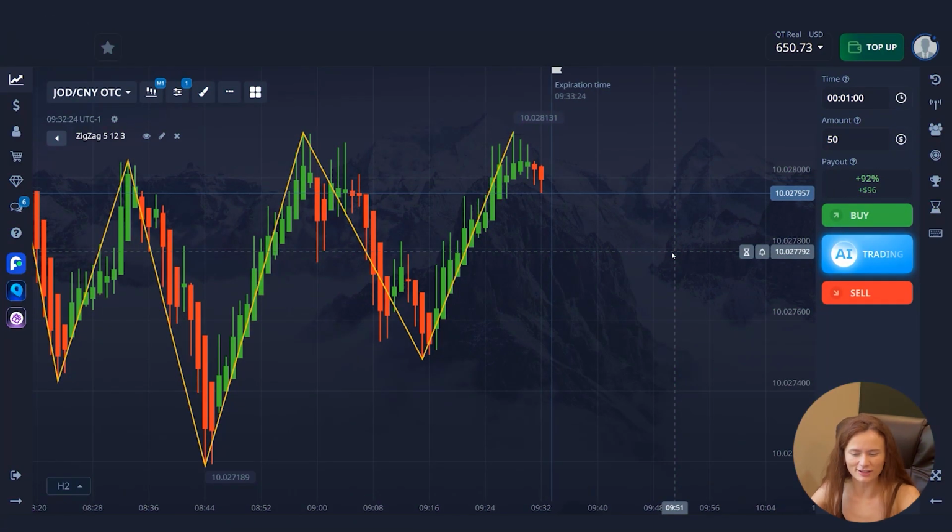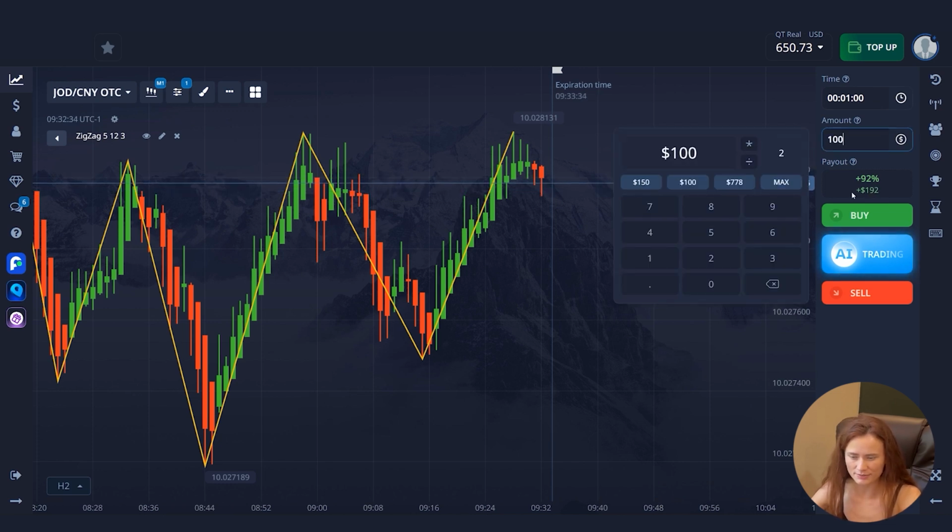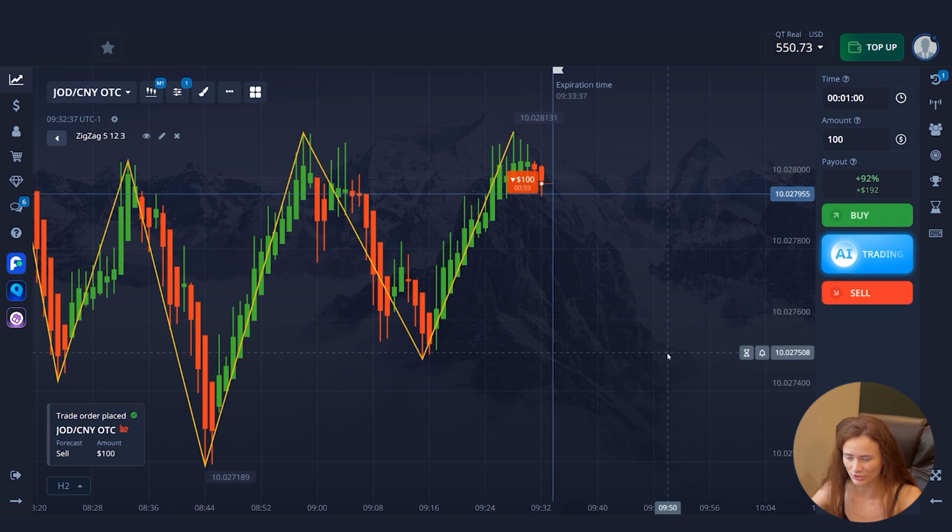Starting with this situation, and I think we can make a profit. Trading time will be 1 minute and the trade sum will be $100. And I think now the price will go down, so I press the red button to open a trade.